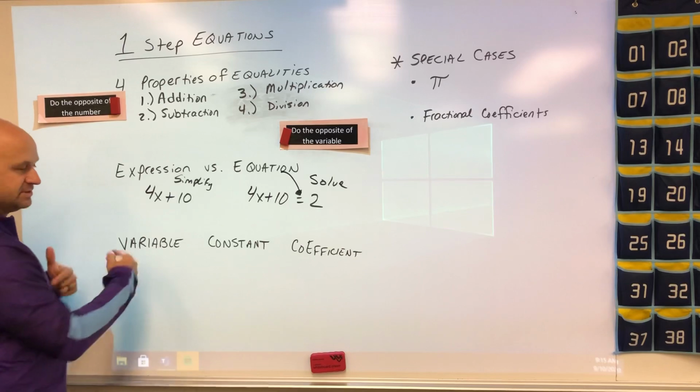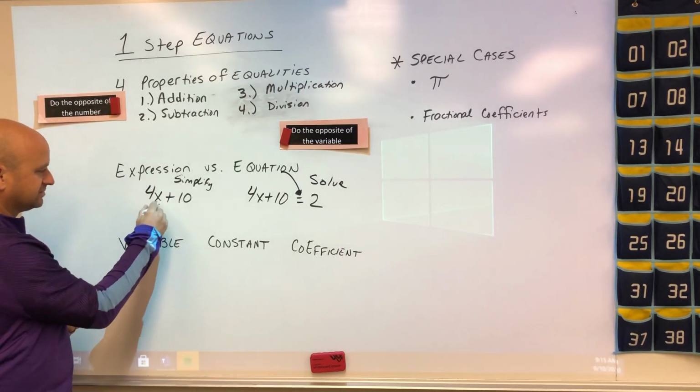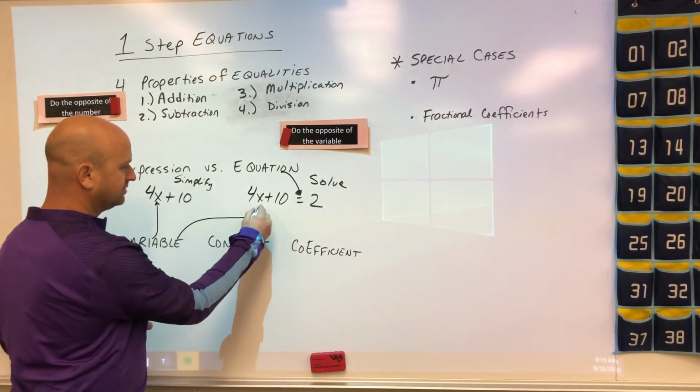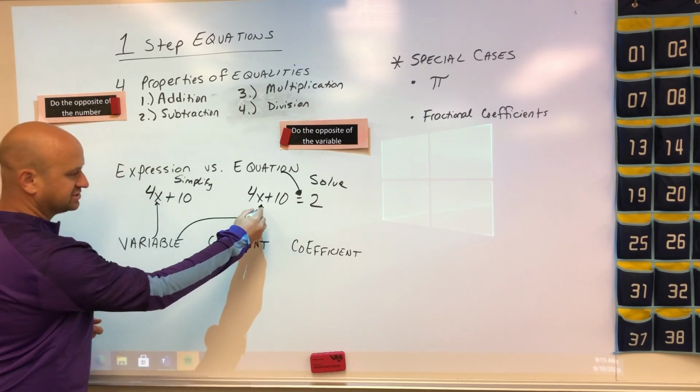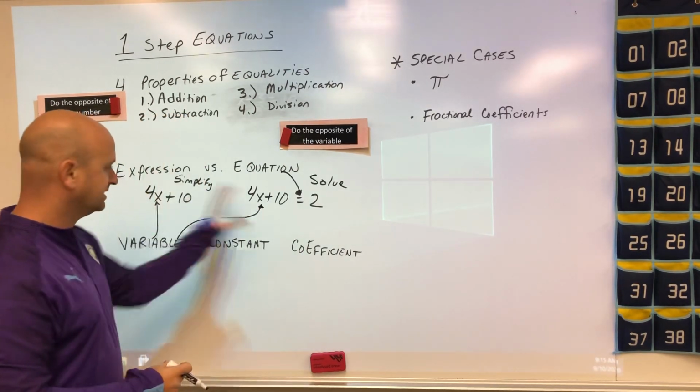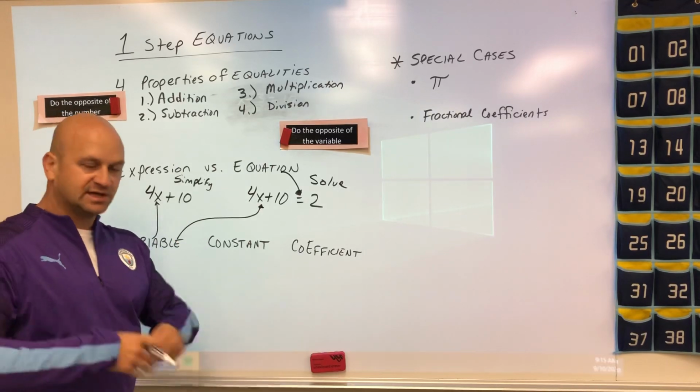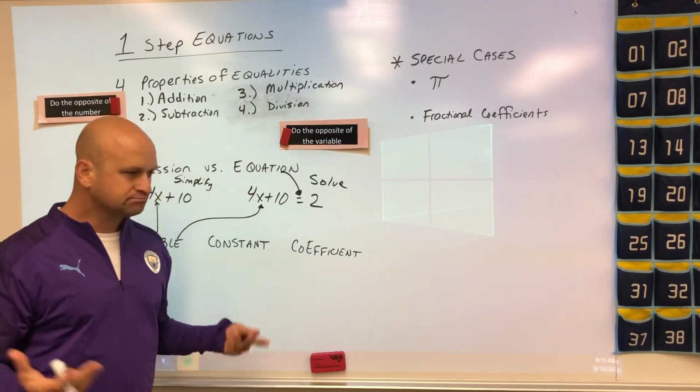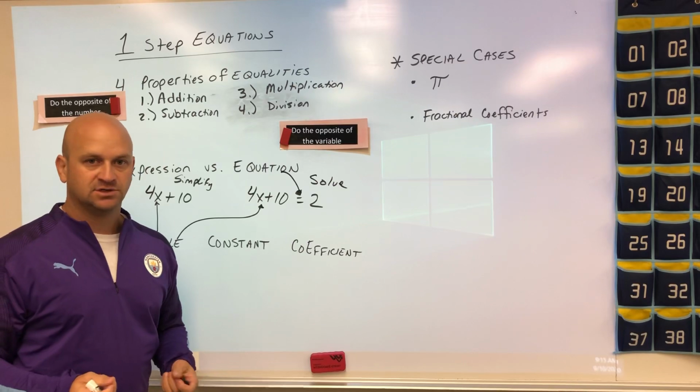So variable, in both of these things, the variable is going to be the letter, and the variable is a term that changes over time. It can be modified, right? We can make x any number we want. And when we do that, the output is going to be a specific number, okay?